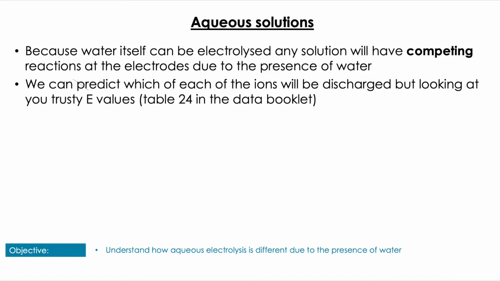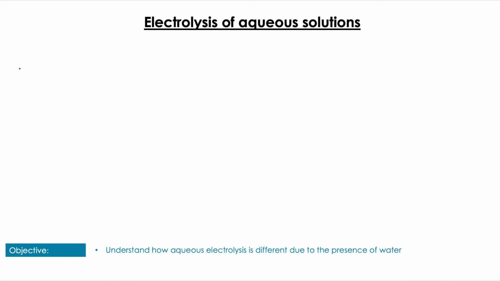We're going to look at our trusty E cell values, and we're going to work out which will be discharged. So let's have a look at what we have to consider. We have to consider 2 areas. Okay, so let's have a look at the cathode first. You are going to need to make sure you have your copy of your data booklet looking at table 24, which is your standard electrode potentials.